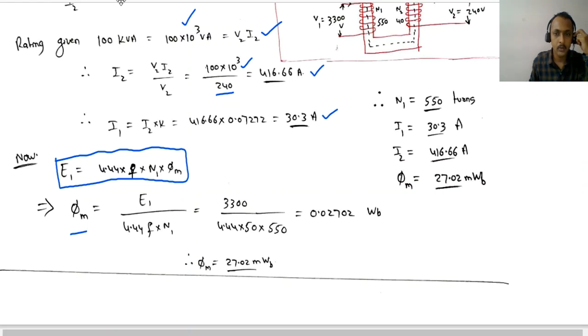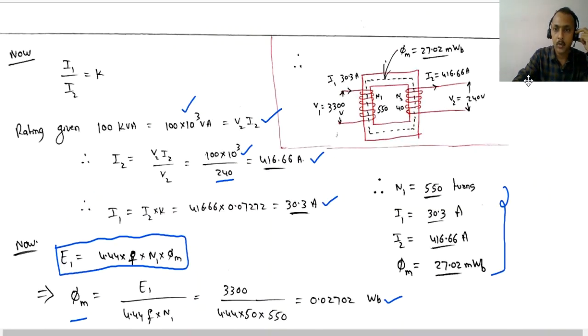Clear? So 3300 divided by 4.44 into 50 into, just now we have found N1, 550. So we will get 0.02702 Weber. Better express it in milliweber. So phi m equal to 27.02 milliweber. So these are all the things we have found out: N1 equal to 550, I1 equal to 30.3 amps, I2 equal to 416.66 amps, phi m equal to 27.02 milliweber.